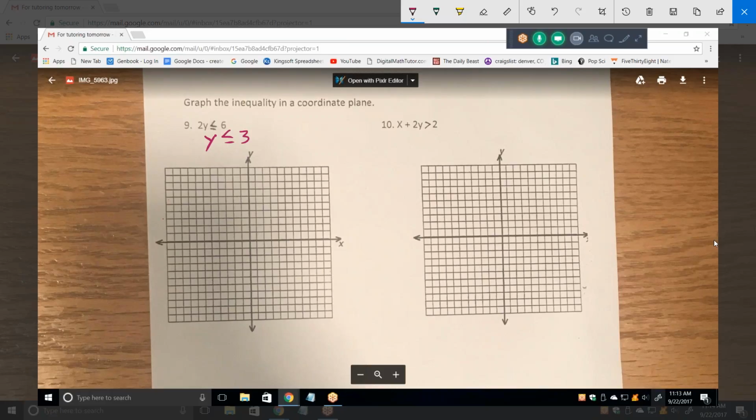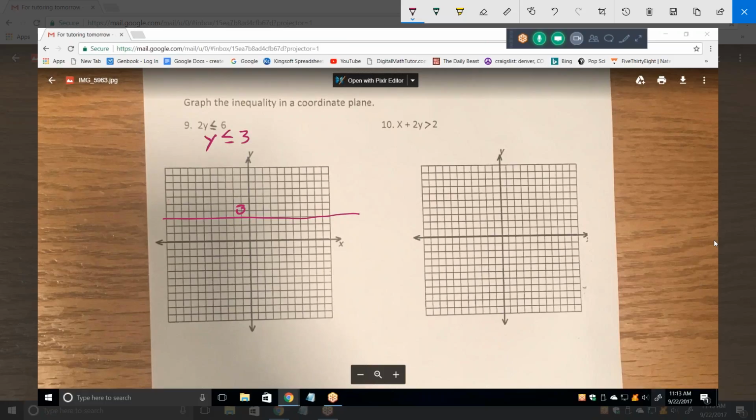And the reason it's horizontal, if you think about it, is because what it's saying is that no matter what x is, y is 3. X could be 0, y is 3. X could be 5, y is 3. X could be infinity, y is 3. So that's why all horizontal lines are y equals some number. All vertical lines are x equals some number. With me?